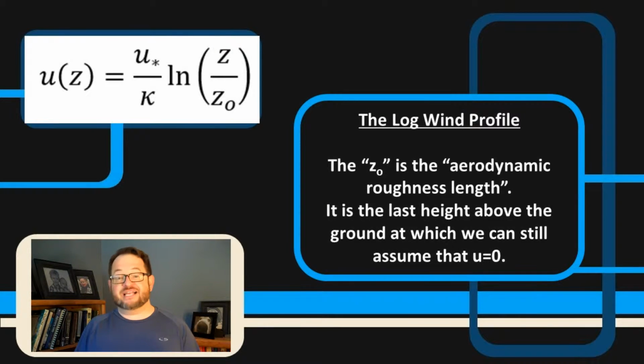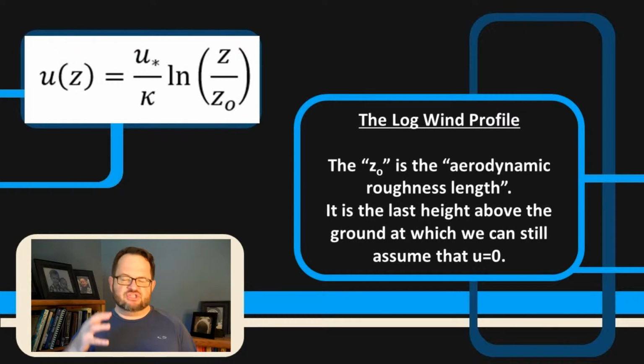The log wind profile has a value in its equation there that is Z naught. That Z with a little zero is called Z naught. The right name for that property is very cool. It's the aerodynamic roughness length. We're going to learn a lot about aerodynamic roughness length in this module.